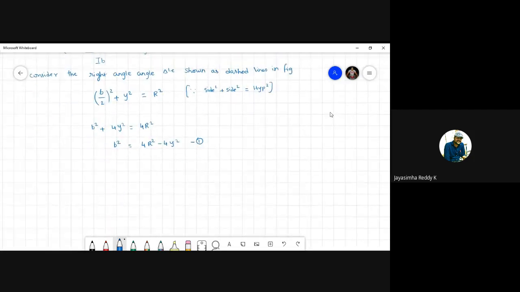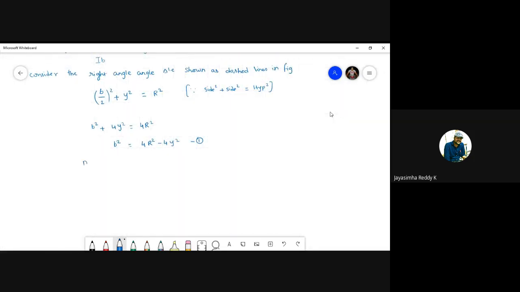And now let us differentiate the above equation. So differentiating equation 1, what does this become, students? b square becomes 2b, so 2b into db is equal to, R is constant, students, so this becomes 0, minus 8y into dy. If you differentiate on both sides, we'll get 2b db is equal to minus 8y dy.